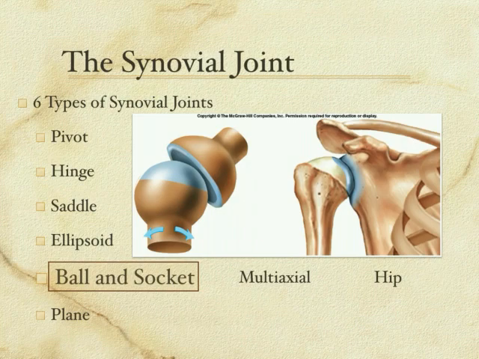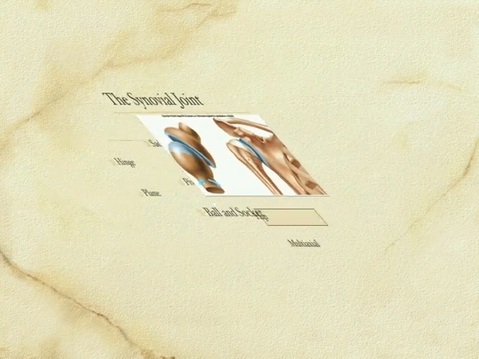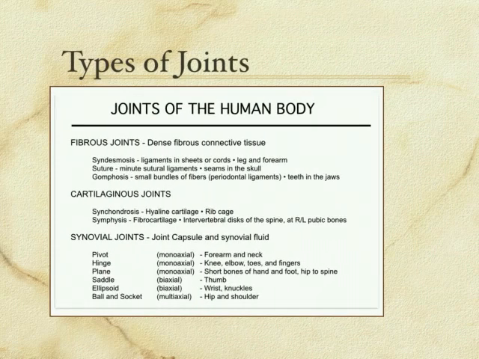So there are your six categories. The three monoaxial joints, the pivot, hinge, and plane, the saddle joint and the ellipsoid that are biaxial, and the ball and socket. Make sure that you know these ranges of motion and could give an example of a location for each one of these types.